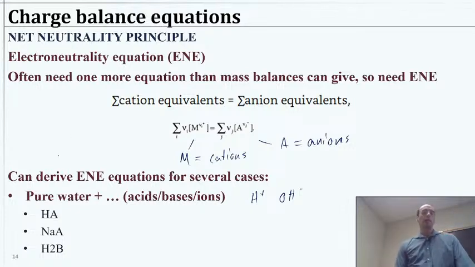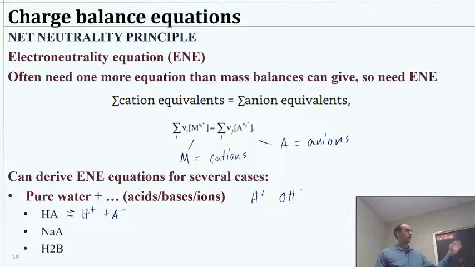And then we could have HA. So I already mentioned this, but HA would be considered in equilibrium with H+ and A-. So that'd be a generic acid. We don't know if it's a strong acid or a weak acid. So, without any other information, we would say if we have pure water and HA as this generic thing, then all the charged species in solution would be H+, OH-, and A-, right? And so then we could set up a charge balance on that.